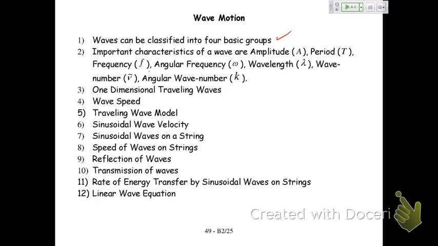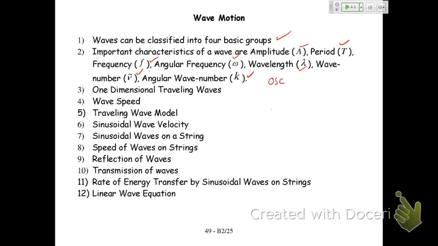And then we're going to talk about the characteristics, and we're going to talk in terms of amplitude. We've been there before for oscillators. Period, we've been there for oscillators. Frequency, we've been there for oscillators. Angular frequency, we've been there for oscillators. But now we're going to talk in terms of, in addition, wavelength, a thing called wave number, and a thing called angular wave number. And I'm going to give you a tip off the bat.